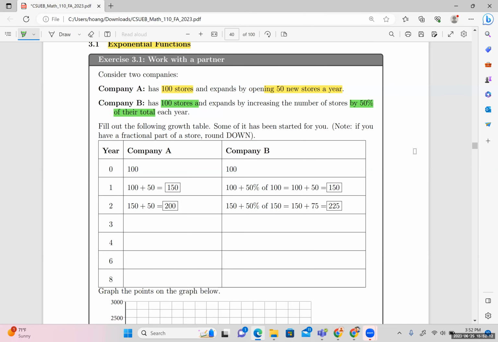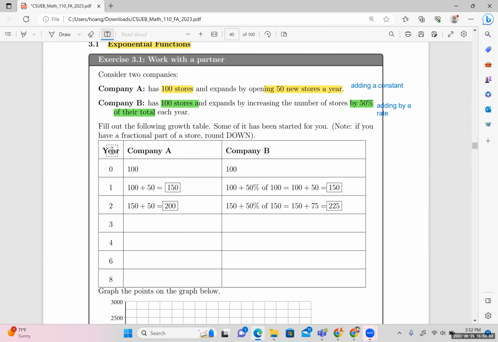So this is adding a constant, right? And this one is adding by a rate, like a percent, like 50%, something like that, right? Okay, so let's take a look at the table below here. We try to fill it out.